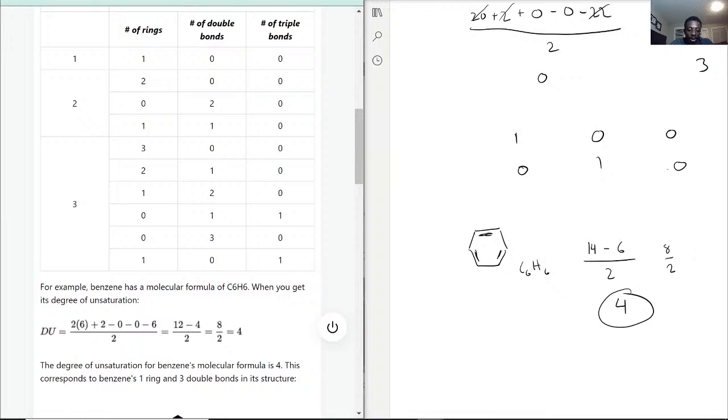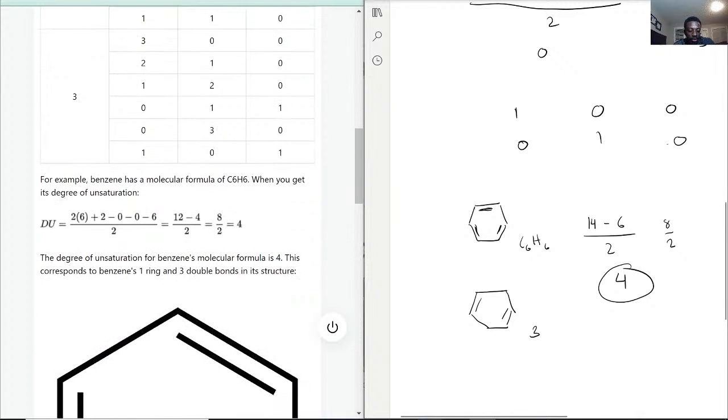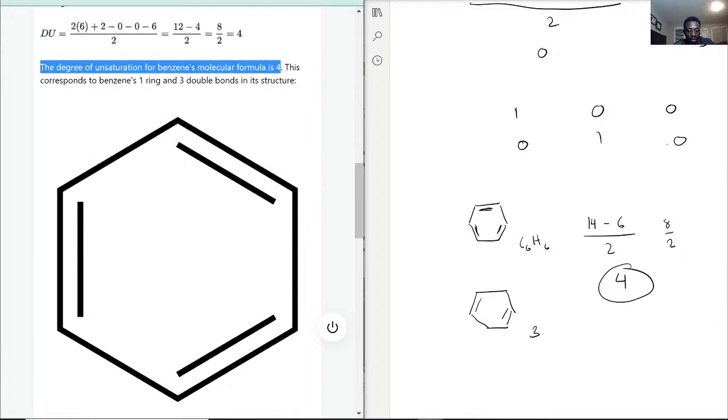So for example, if we had a 3 degree of unsaturation, and I'm looking at this example here, this is what it could possibly look like. It's no longer benzene, it's a ring, but with only 2 bonds. So it has 2 bonds, 1 ring, and that's how you still get a 3rd degree of unsaturation. But yeah, they do talk about benzene. Yep, and it is 4 indeed.